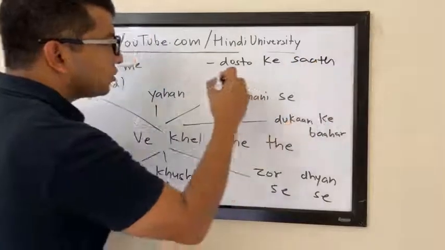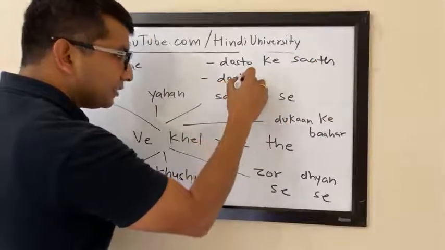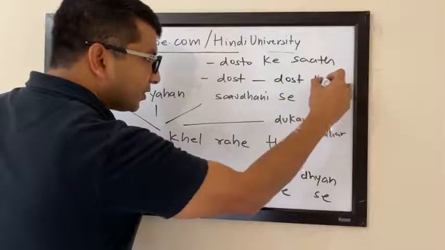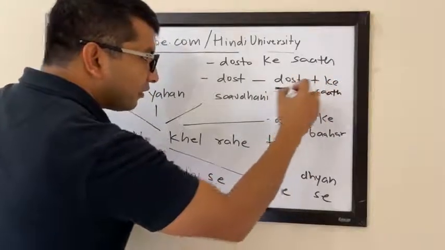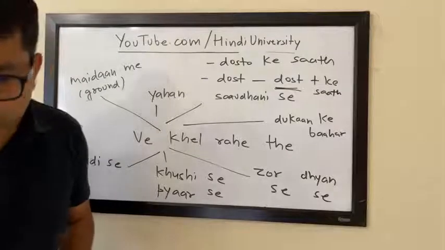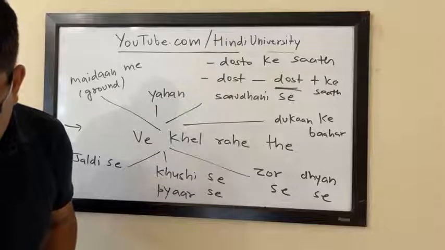दोस्तों. Okay, so the reason is basically dost is singular, dost is also plural, but because you have ke saath here, the oblique case of plural dost is doston. Oh, okay. That's why it is doston ke saath. Okay. Yeah, thank you. Doston ke saath.